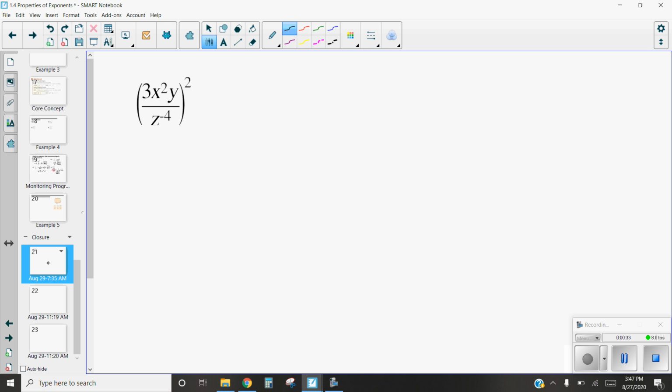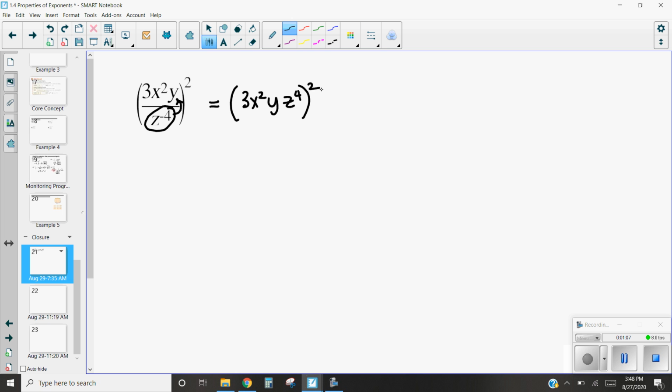this video. So this first one here, 3x squared times y over z to the negative 4th power, all put to the power of 2. So this uses a lot of those different properties. The first thing that I want to do is move this z to the negative 4th up to the top. So I'm going to rewrite this expression here, and I'm going to have 3x squared times y times z to the 4th, all to the power of 2.